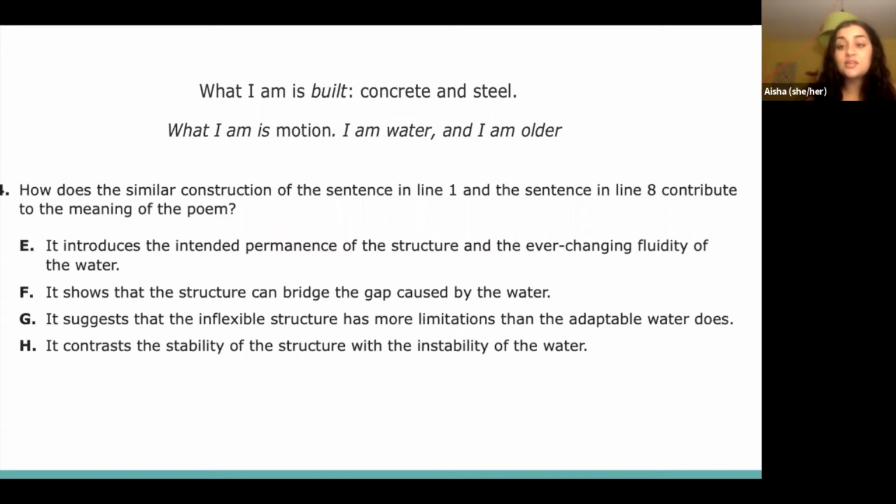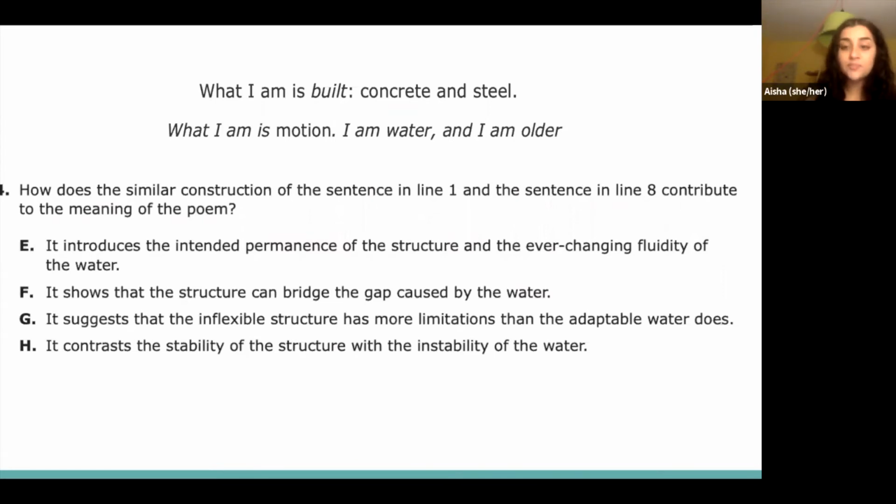Answer choice E says that the constructions of line 1 and line 8 introduce the intended permanence of the structure and the ever-changing fluidity of the water. If you're not sure what permanence means, because it actually wasn't in the poem, you just have to look at the first part of the word. And what does it sound like? Permanent, which means something will be there forever. So if we go back to the lines, it seems to make sense, right? Both lines announce what characteristics the speakers have, and then examples of those characteristics. This answer choice seems correct because the 2 lines contribute to the meaning of the poem by establishing the speaker's main features, permanence and fluidity.